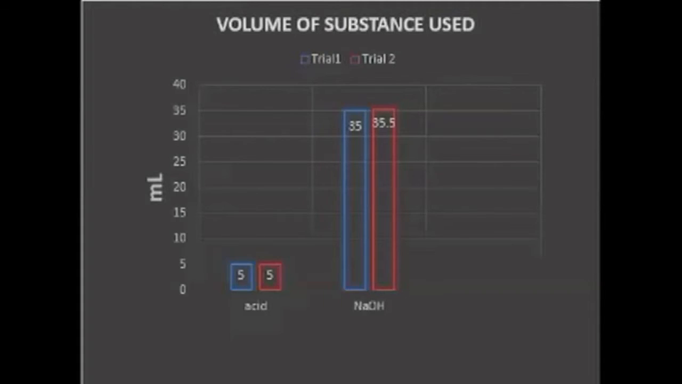Despite differences in base, both trials resulted in a base molarity of 0.3 molar. Trial 1's acid had a molarity of 2.1 molar, while Trial 2's acid had a molarity of 2.01 molar.